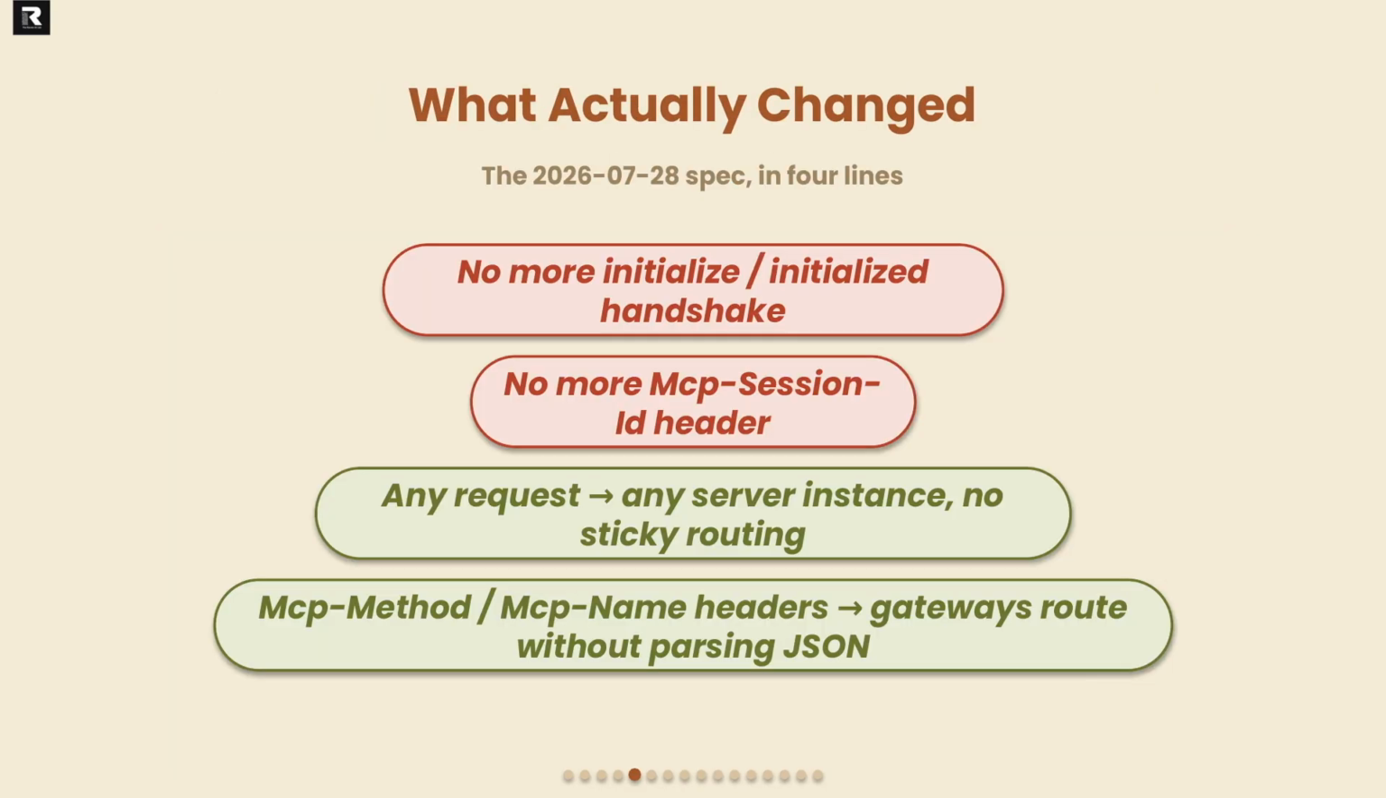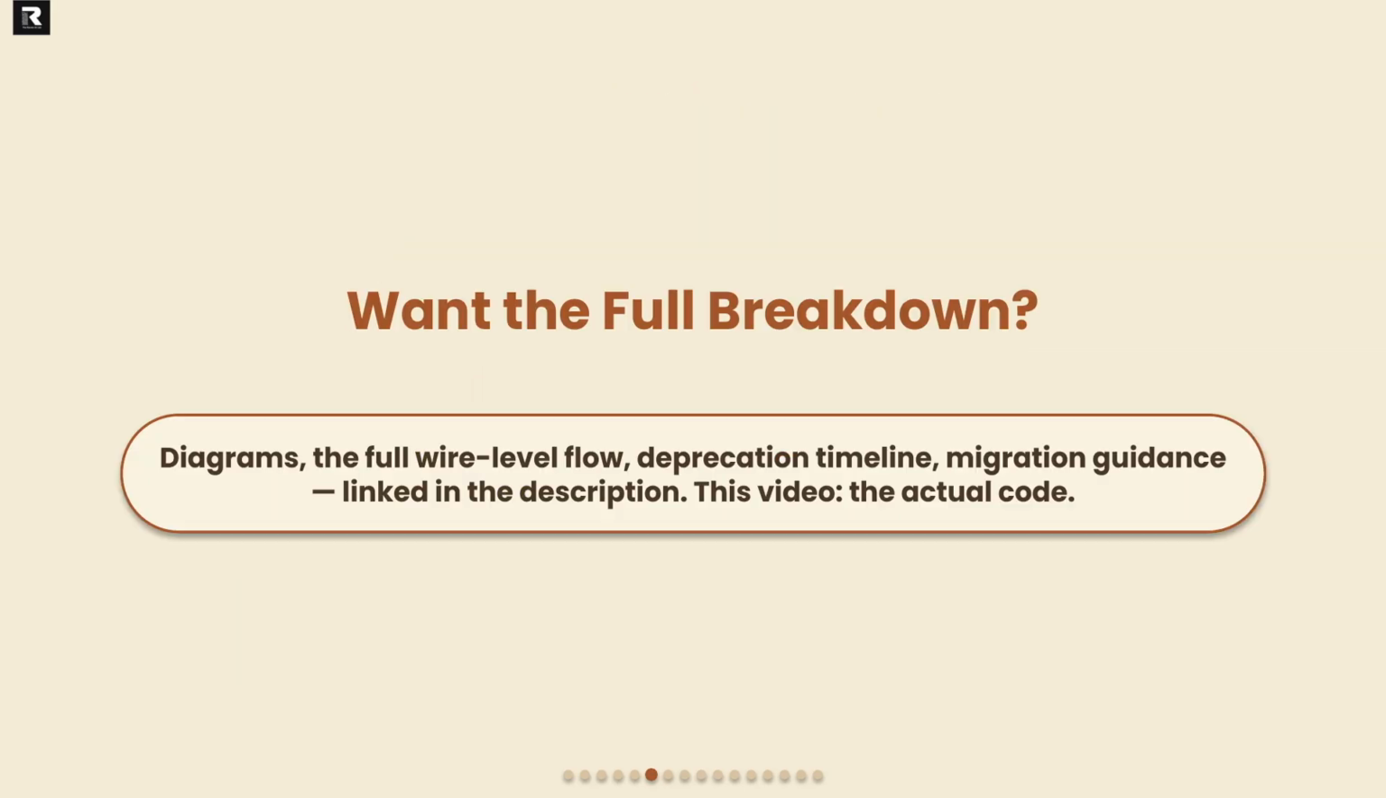So 4 things changed under the hood. The initialize and initialized handshake is gone. The MCP session ID header is gone. Any request can now land on any server instance. No sticky routing required. And method and tool name are now exposed as headers, so gateways don't need to parse JSON to route. If you want the full architecture, the diagrams, the ID-JAG token flow, the deprecation timeline, what you actually need to migrate, that's the video linked in the description.